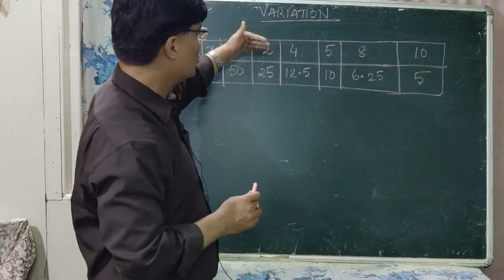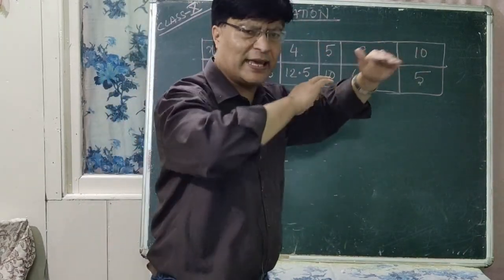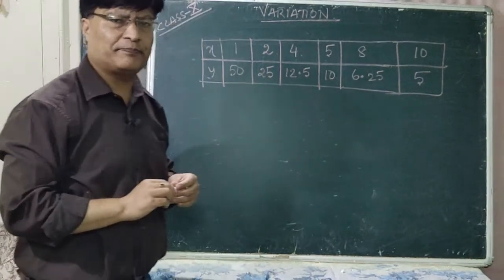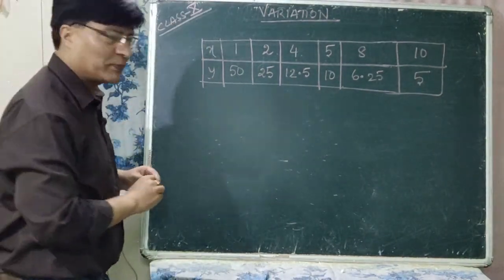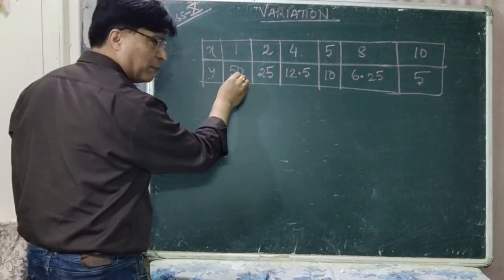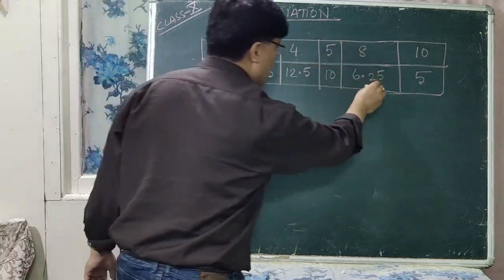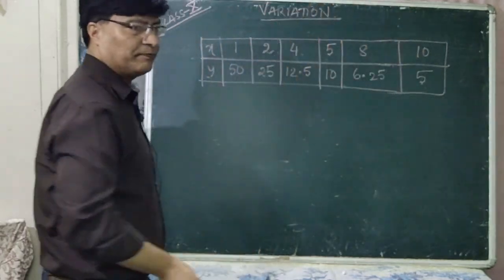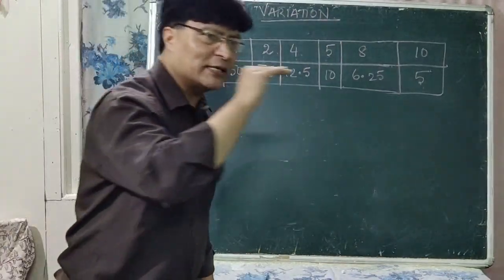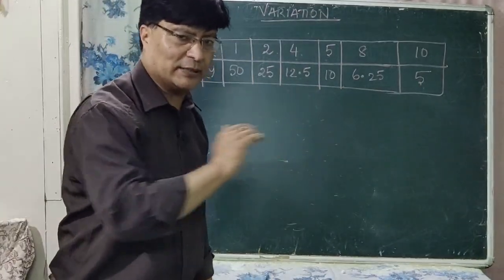X is equal to 1, 2, 4, 5, 8, 10. X बढ्दै बढ्दै जाँदैछ. तर y चाहिँ के हुँदैछ त? y के हुँदैछ यहाँ 50 भयो पहिला, त्यहाँदेखि 25 घट्दै गयो, त्यहाँदेखि 12.5 घट्यो, 10 घट्यो, 6.25 घट्यो, 5 पनि घट्यो. यहाँ चाहिँ के हुँदैछ, x is increasing but y is decreasing.